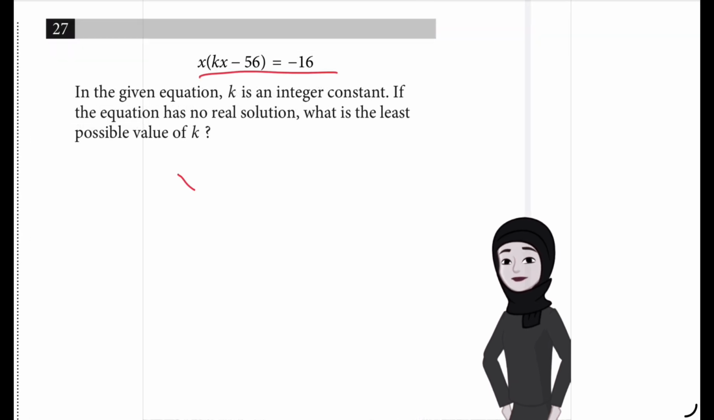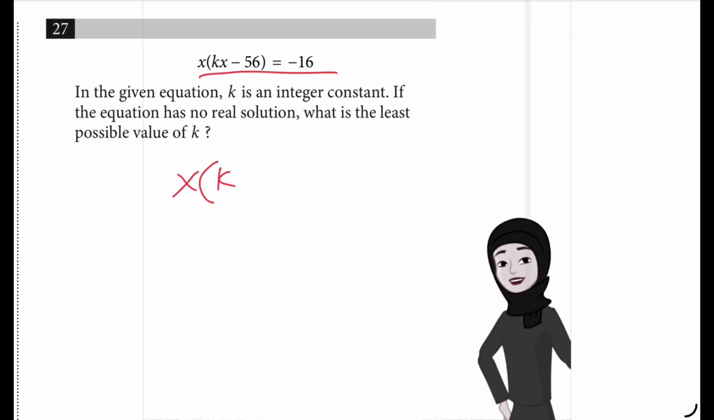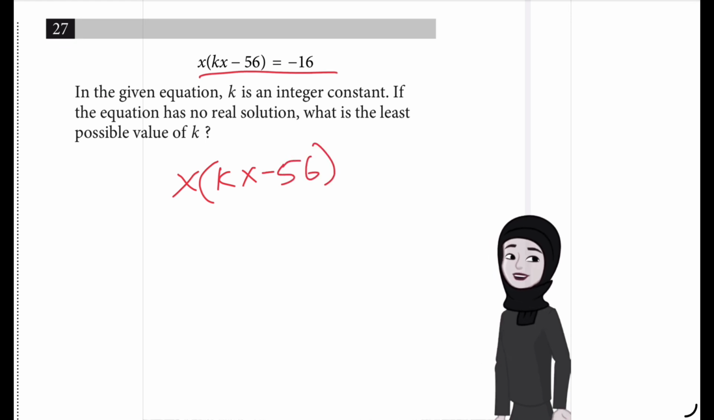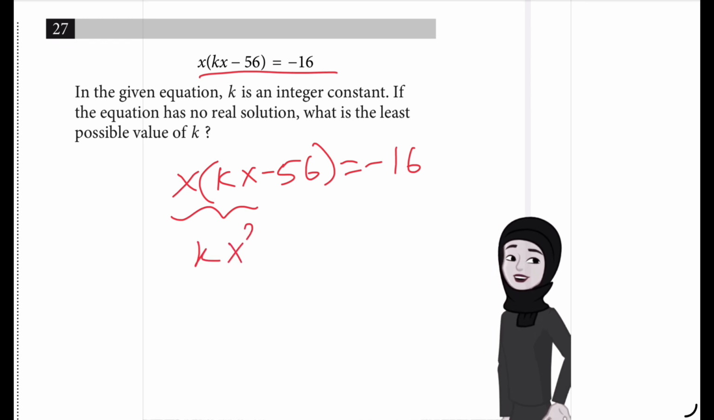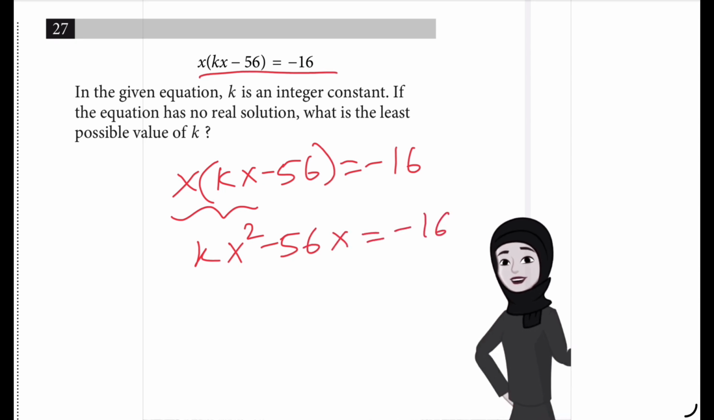First thing we have to observe very carefully is that this is about quadratics, because when we expand this, x times (kx minus 56) is equal to minus 16. When we multiply this x with the kx, we will have kx² minus 56x is equal to minus 16.